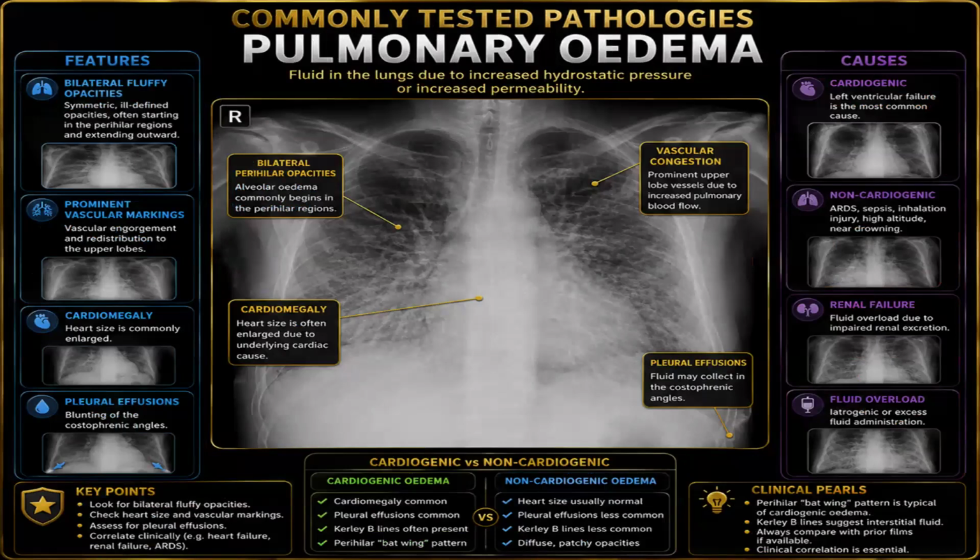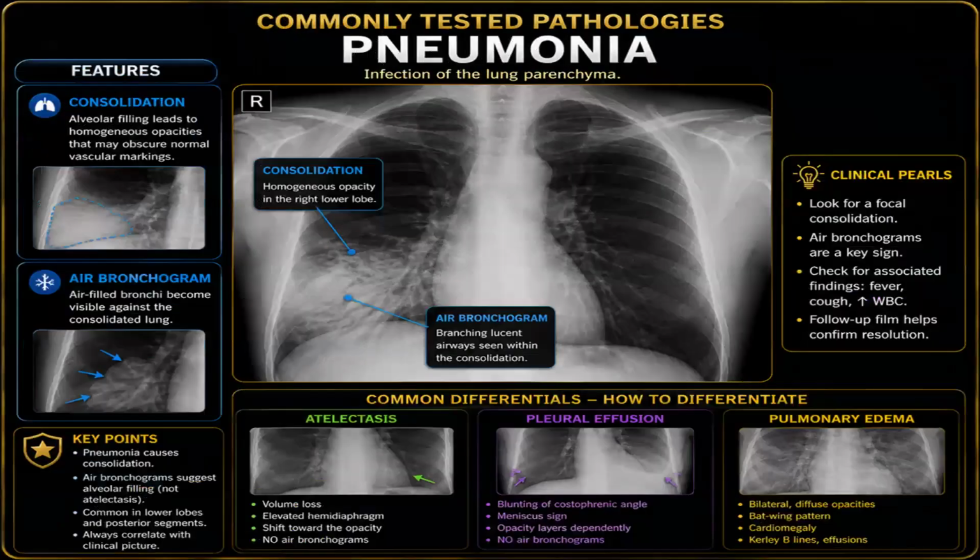In this X-ray, you can see increased vascular congestion. The heart is also enlarged. You can see the bilateral perihilar opacity, and there's also blunting of the costophrenic angle, which suggests this is pulmonary edema. And next, this is pneumonia. You can see an obvious opacity on the right lower zone of the right lung, which suggests possible pneumonia in this X-ray.